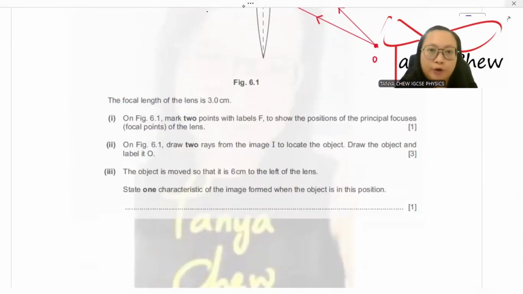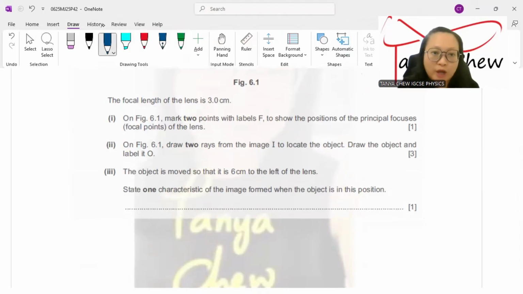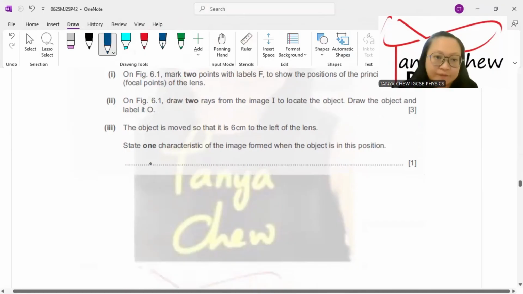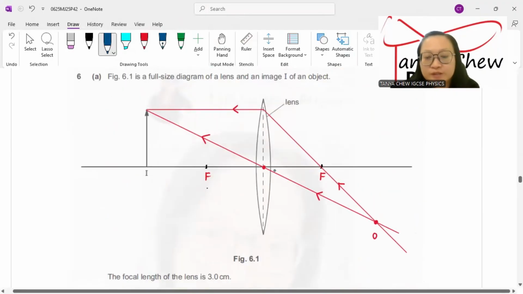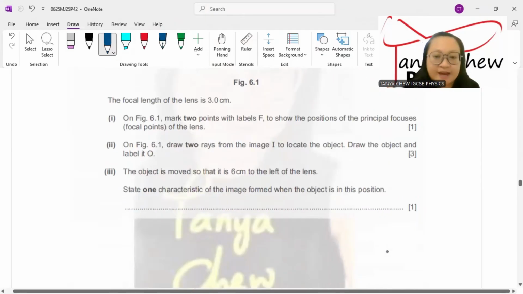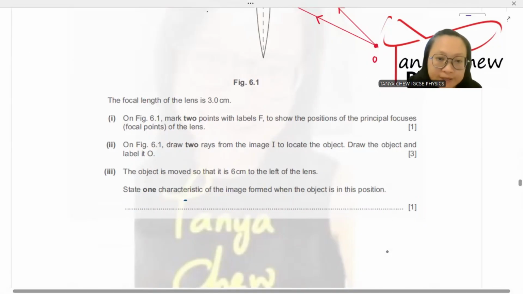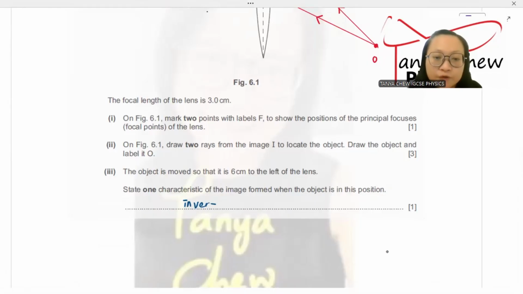Now, the third part. The object is moved so that it is 6 cm to the left. State one characteristic of the image formed when the object is in this position. So the object is moved even further, 6 cm, right? So I would say that one characteristic of the image is that the image is still inverted. That's all.